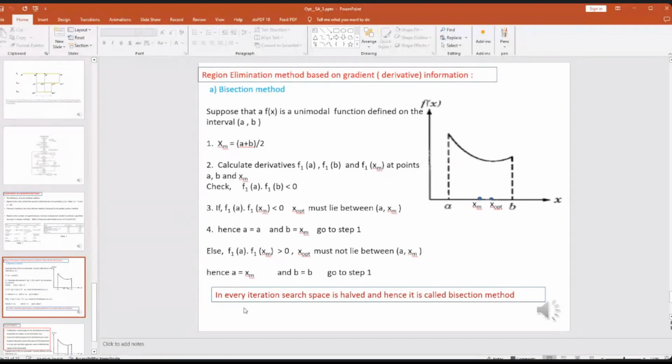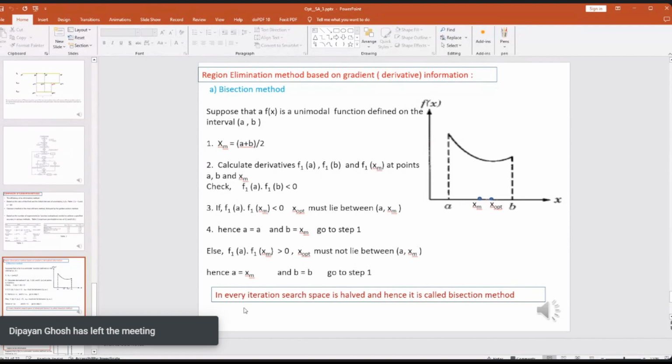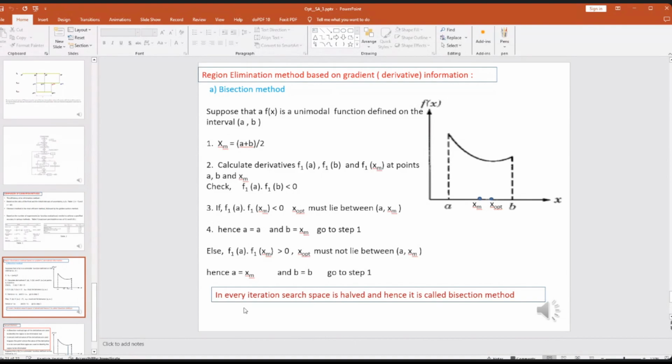We have to make b equal to xm, a equal to a, and go to the next step. If it doesn't happen, if f1a into f1xm is greater than 0, then, since we have already checked that f1a into f1b is less than 0, f1a and f1b are always on opposite sides. It is already proved. Now if f1a into f1xm is greater than 0, then we can eliminate a to xm, making a equal to xm for the next iteration.